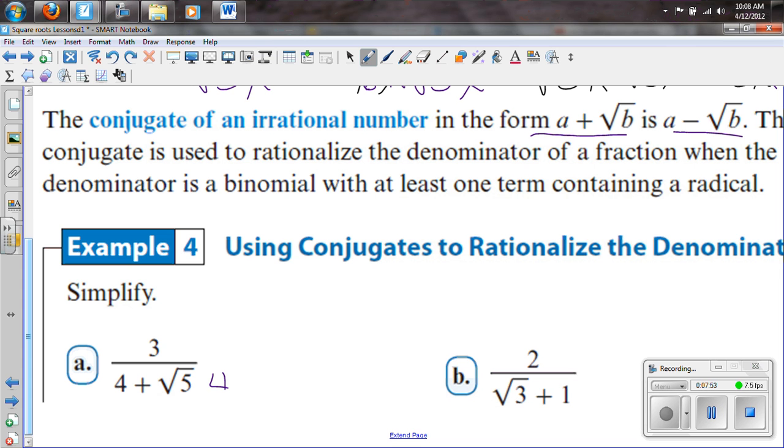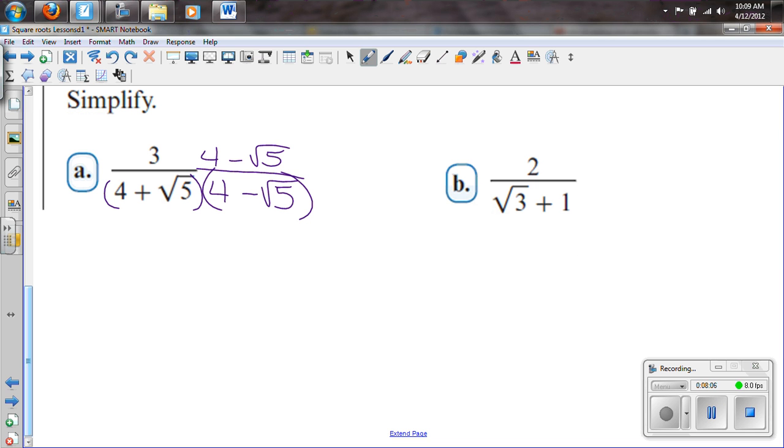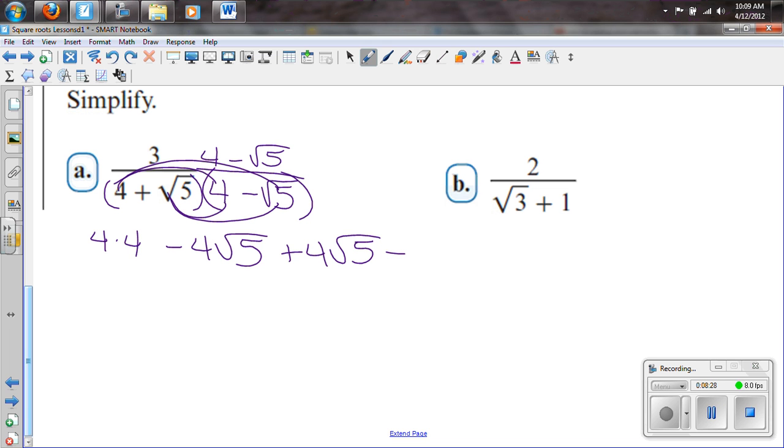If I multiply this by 4 minus the square root of 5, and I'm going to do it on the top and the bottom, then when I do that, we use the FOIL method or distributive property here. We do 4 times 4, and then 4 times negative square root of 5, so negative 4 square root of 5. Then 4 times the positive square root of 5, so plus 4 square root of 5. And then minus, because negative times positive is negative, square root of 5 times square root of 5.